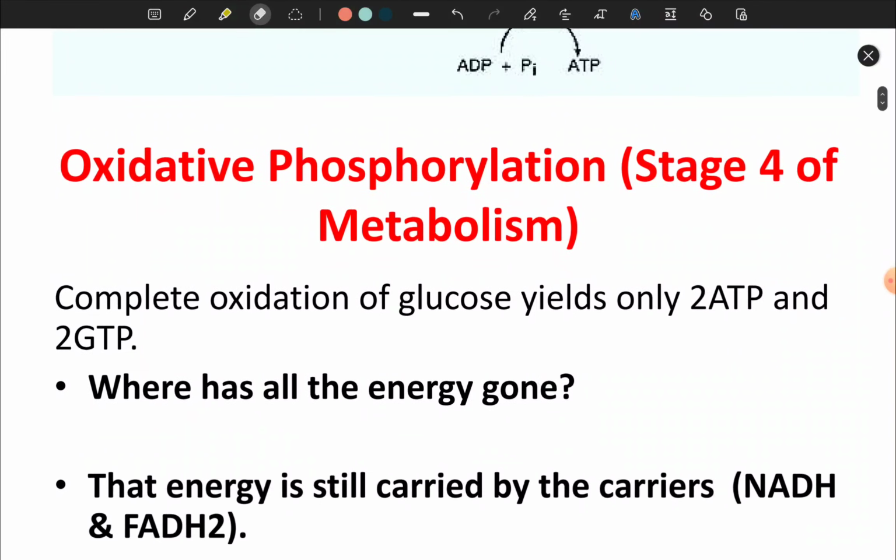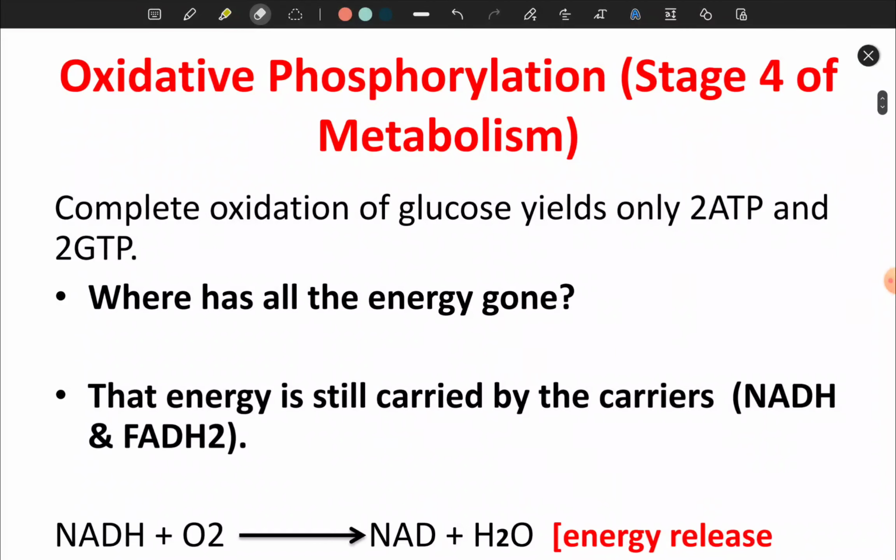So what is oxidative phosphorylation or electron transport chain? It is stage 4 of metabolism, as I showed you in the lecture. It is the last stage on the figure, sorry. And it's a complete oxidation of glucose that yields only 2 ATP and 2 GTP.